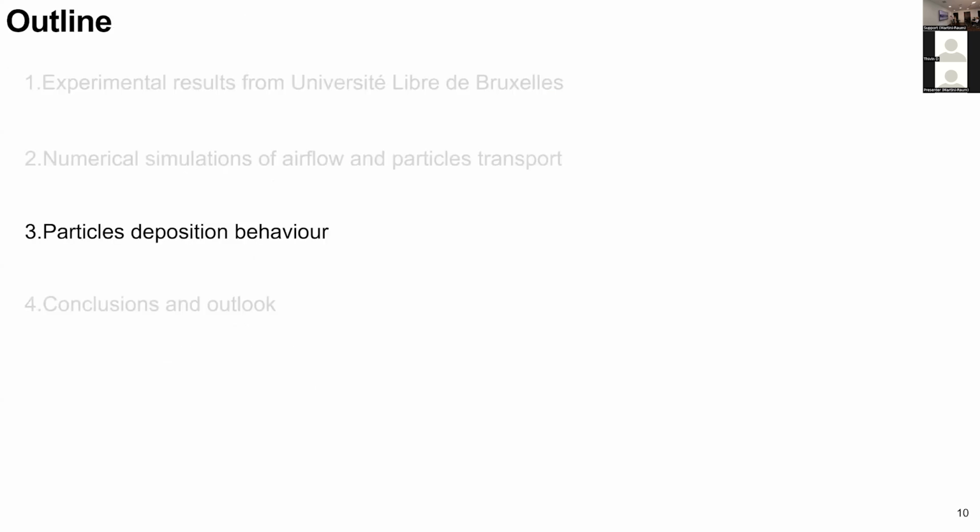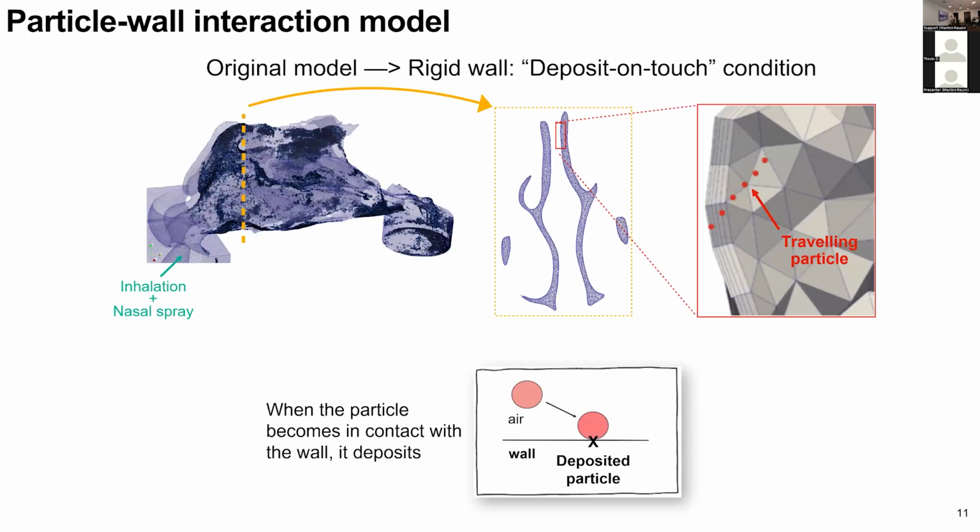All right, so now the particle deposition behavior. Once the particles are in transport through the nasal cavity, they will eventually come into contact with the nasal cavity walls. Let's take a look here. If we take a slice through the nasal cavity geometry, here we have a slice, and we look very closely at what happens at the wall. In our original model, we considered a rigid wall type of model. This means that a particle traveling, once it comes into contact with the wall, deposits. This is called the deposit on touch condition.